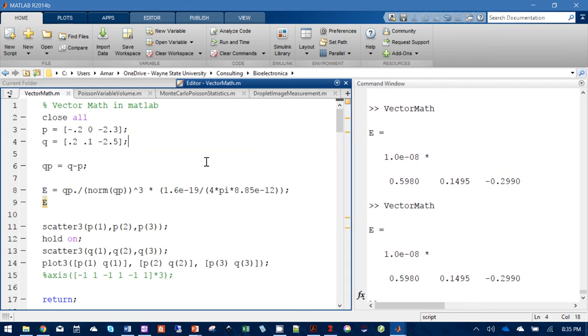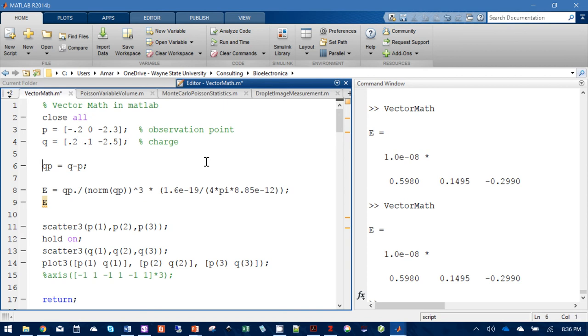So the first point, we're declaring P, and the way you declare P is as a vector. It's negative 0.2 and 0 and negative 2.3. That's the location of P, the observation point. And then this is where the charge is. Q is where the charge is located. Q is at 0.2, 0.1, and then negative 2.5.